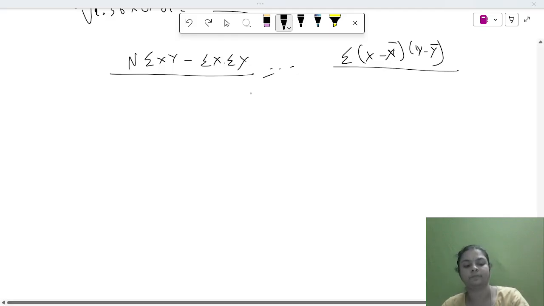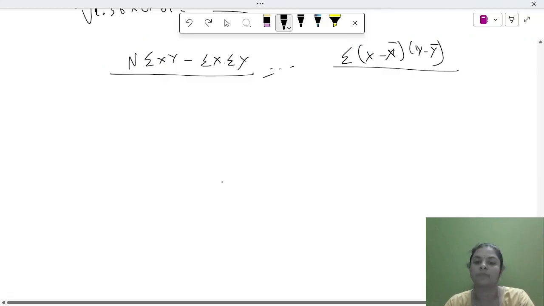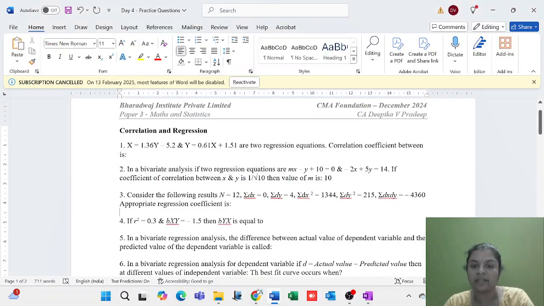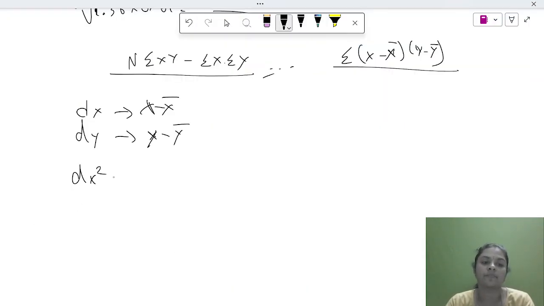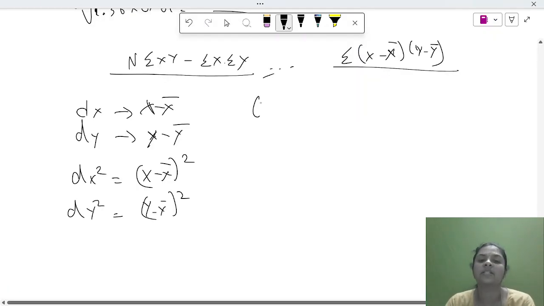Tell me. When they use the word dx, dy, okay, remember when they use the word dx and dy, then it means it is deviation of x and y. Deviation of x is x minus x bar. Deviation of y is y minus y bar. Then they have given dx square, which is x minus x bar the whole square; dy square, y minus y bar the whole square. Next, dx dy, which is x minus x bar into y minus y bar.